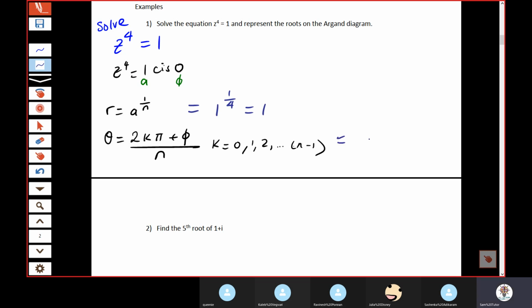In this case now, 2k pi plus, what does phi equal? 0.